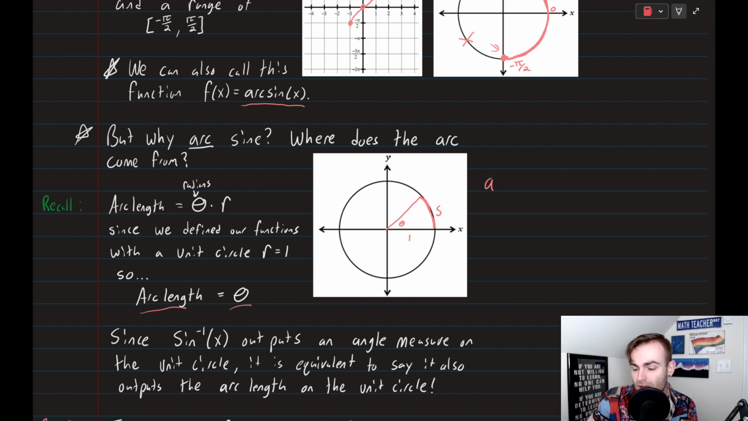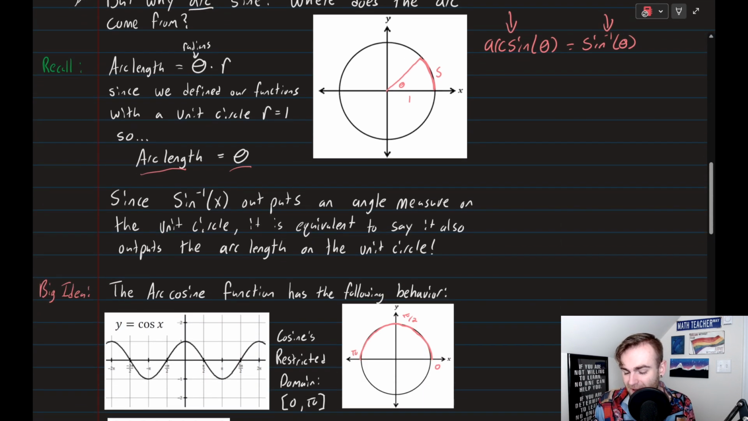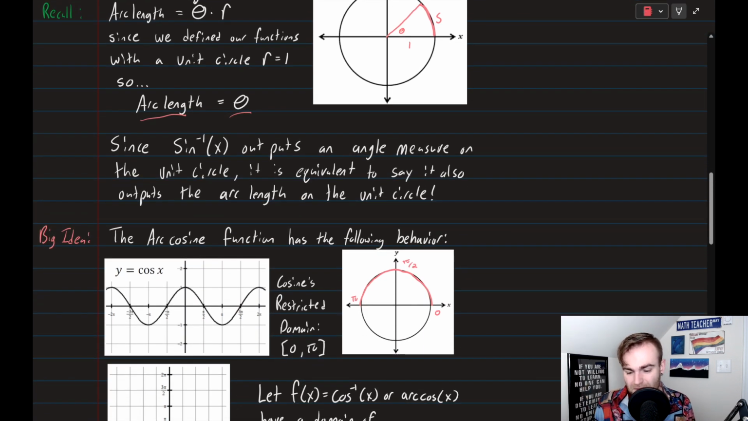So if you see arc sine of theta, know that that is also sine inverse of theta. Personal preference, I actually like this one a little bit more. Usually I'm prone to favor things that I don't have to write as much, but there's a reason why I don't like the -1 there, and we can talk about that if you want to. But I digress. Let's keep going.